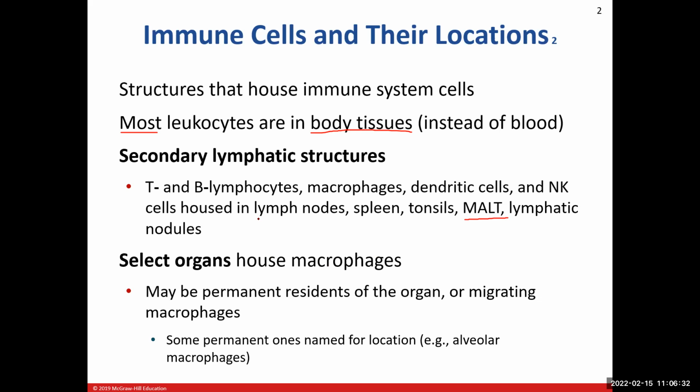So we'll see all those located in the lymph nodes. So if you ever wonder why you get sore lymph nodes when you have a virus or a cold, well, that's because all those cells are hanging out there and those lymph nodes become enlarged. So we have our lymph nodes, spleen, tonsils, the MALT, and the lymphatic nodules.